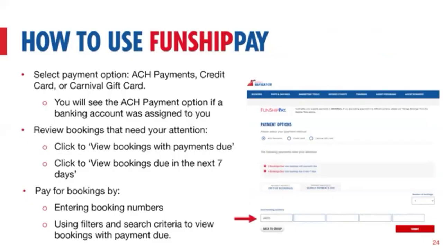If you see any notifications in red, it indicates that there are bookings that need your immediate attention. These bookings may require immediate payment, or they may have a payment due within the next 7 days. To pay for a different booking, just enter the booking numbers here. You can also search for bookings with the Search Payments Due tab. Use the search filters to find the booking you are looking for. Once you find your booking, follow the steps to enter the amount and payment criteria, then submit the payment.